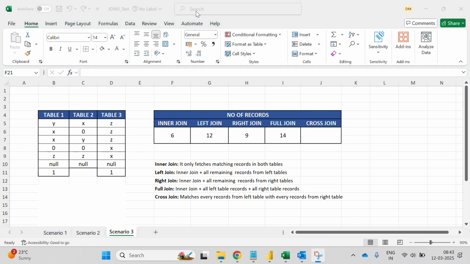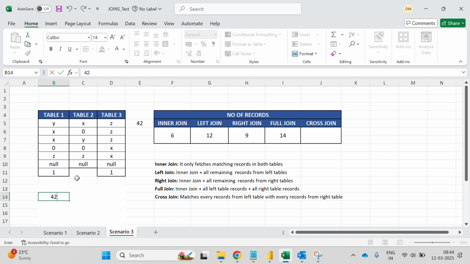I am not sure. So now we will check the cross join output. You know that the cross join matches every record from the left table with every record from the right table. So there is y 1 2 3 4 5 6 7, all the records match with the second table. 1 2 3 4 5 6, that is 7 into 6, 42, right? So 42 is the count for the first two tables.